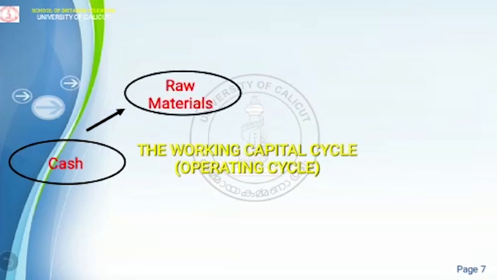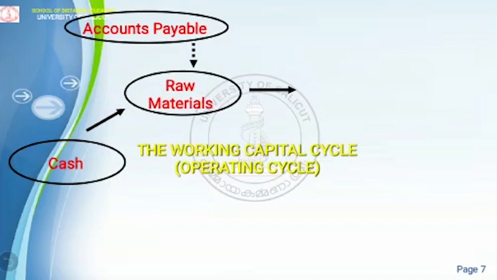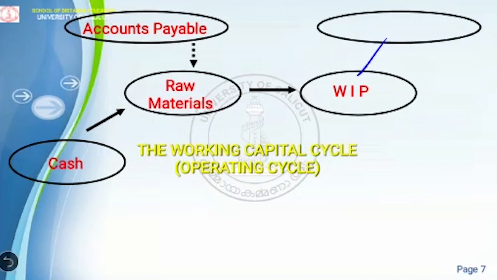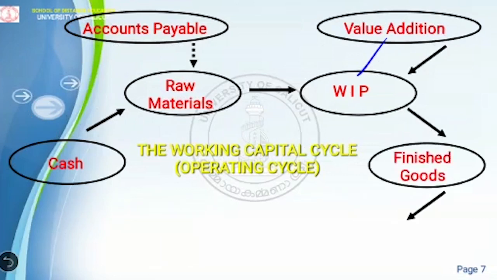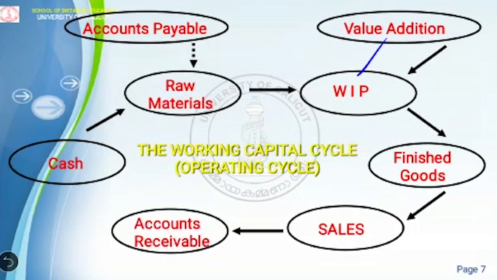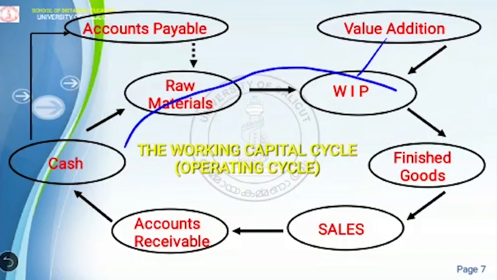The working capital cycle or operating cycle can be illustrated as follows. We have cash. By using this cash we purchase raw materials, which gives rise to accounts payable, that is, creditors. The raw material is converted to work in progress, value is added, and then it moves to finished goods. The finished goods are sold, so sales arise. Then we have credit debtors, that is, accounts receivable or bills receivable. These accounts receivable should be converted into cash. This process takes a lot of time. If it is shortened, the working capital requirement will be low.